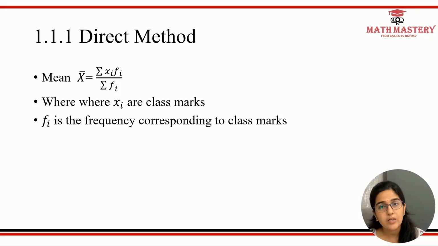The formula to calculate mean using the direct method is mean is equal to summation xi fi divided by summation fi, where xi are the class marks and fi is the frequency corresponding to the class marks. Let's understand this with the help of an example.